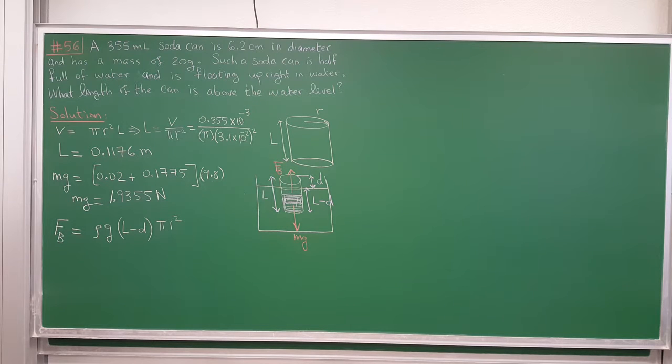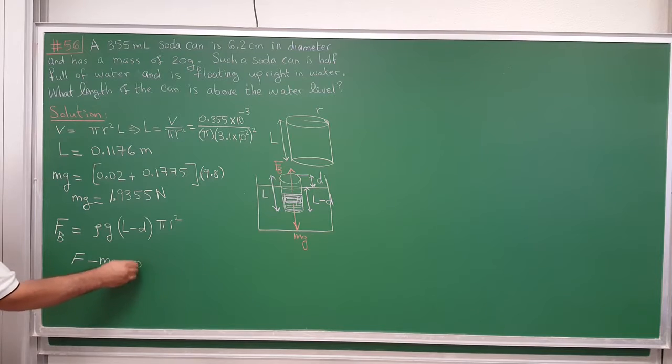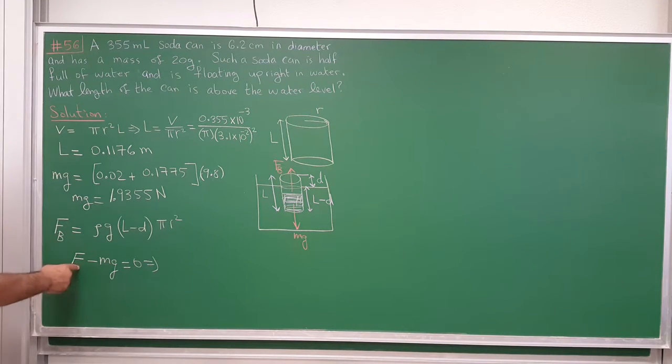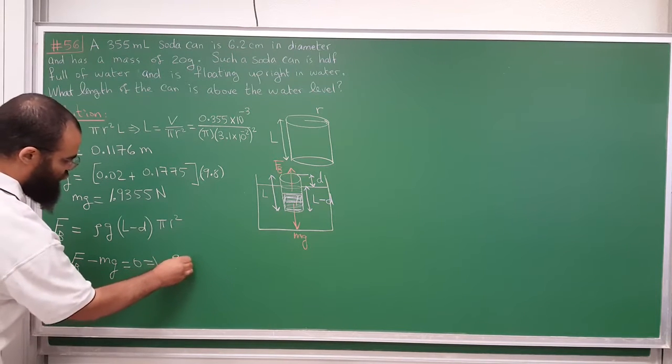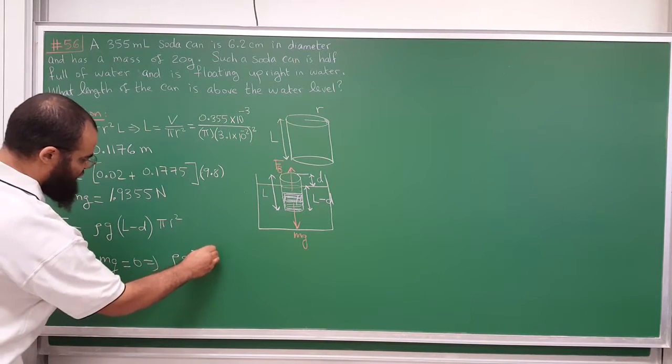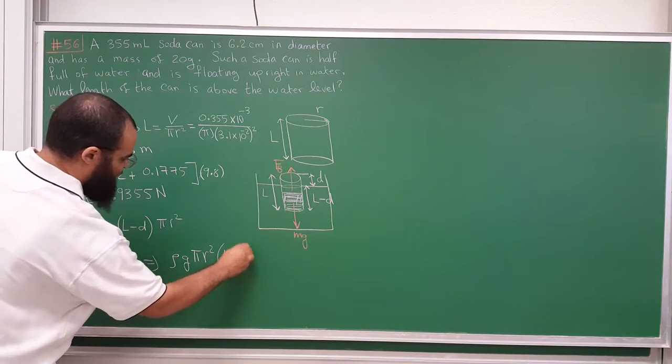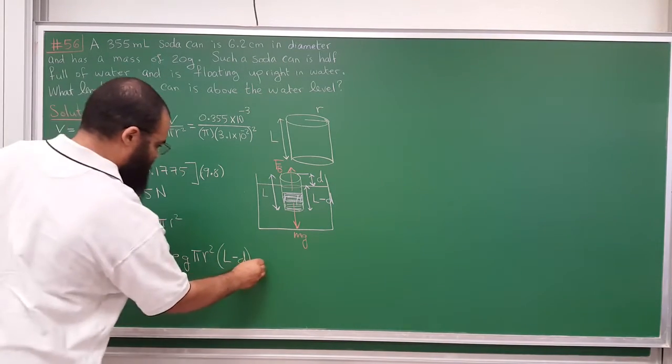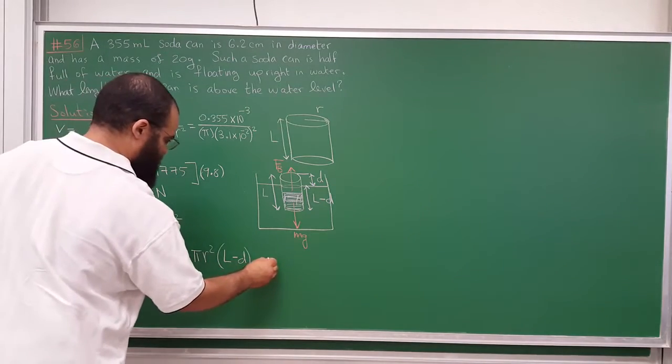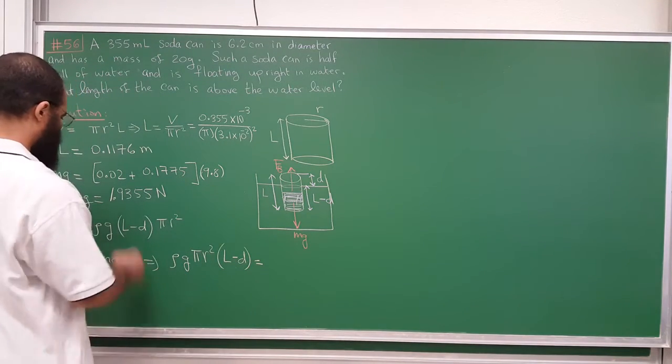And so we get the following. We get the net force has to equal 0 because the can is floating. So we get the buoyant force, because it's upward, minus mg should equal 0, and therefore the buoyant force equals mg. So that means rho g pi r squared times L minus d will equal mg, the mass times gravity.